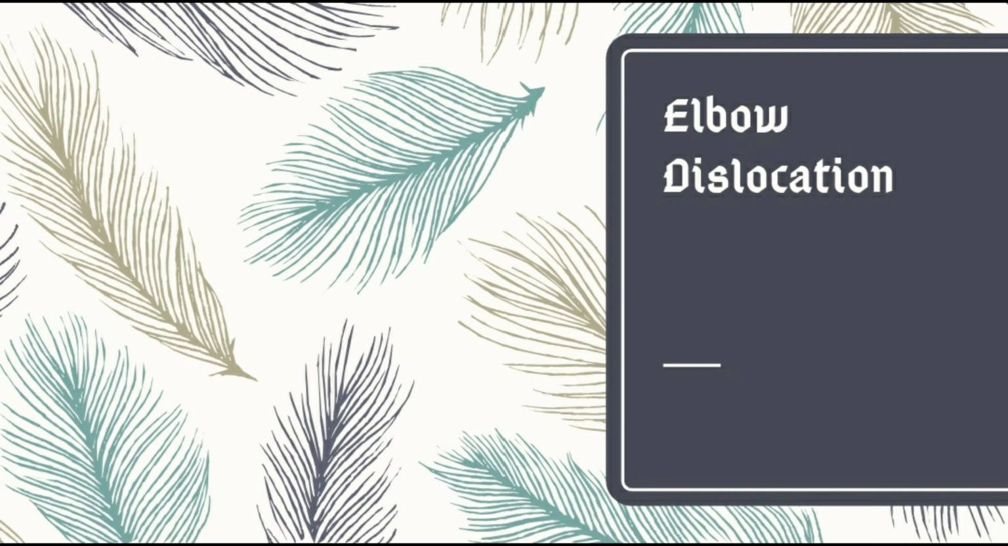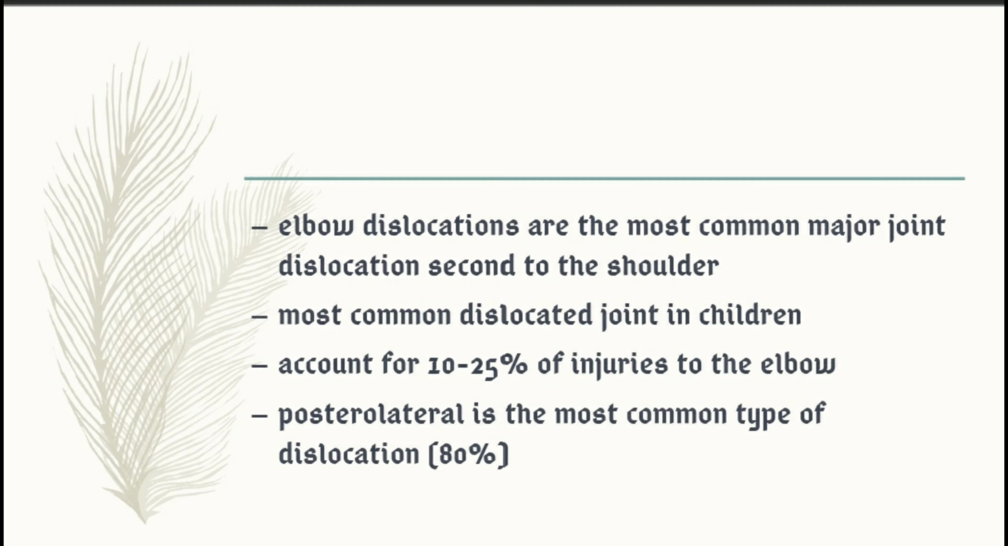Today we are going to learn something about elbow dislocation. Elbow dislocations are the second most common major joint dislocations seen in the adult age group, and they are the most commonly dislocated joints in children. They account for about 10 to 25% of injuries to the elbow.